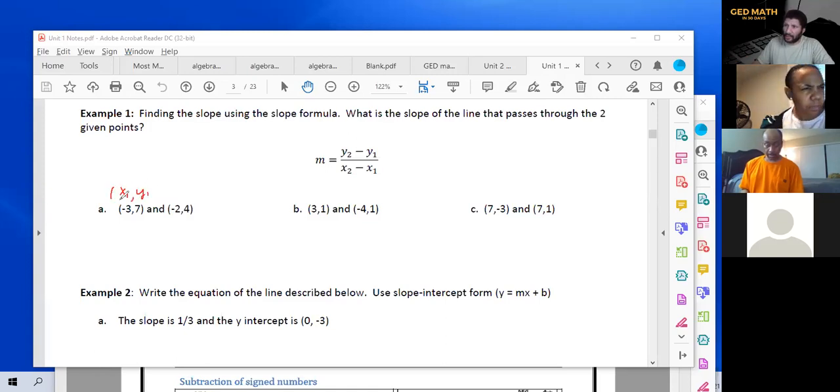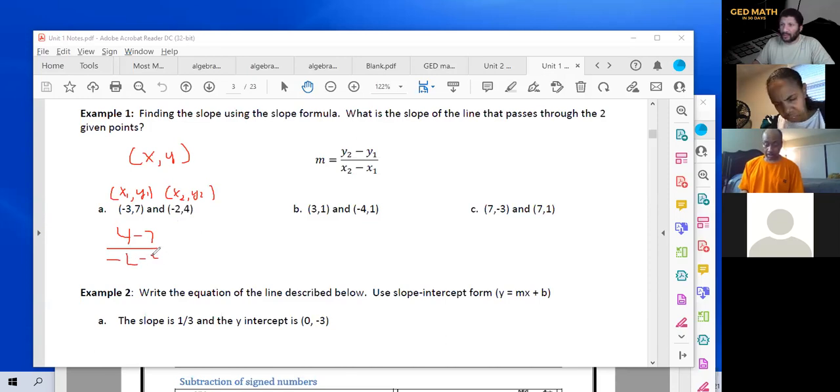This is y1. This is x2. This is y2. So we know every point is an ordered pair, x comma y. So what I'm gonna do is I'm just gonna do it fairly quickly. 4 minus 7 over minus 2 minus 3. Oops, minus 2 minus 3.